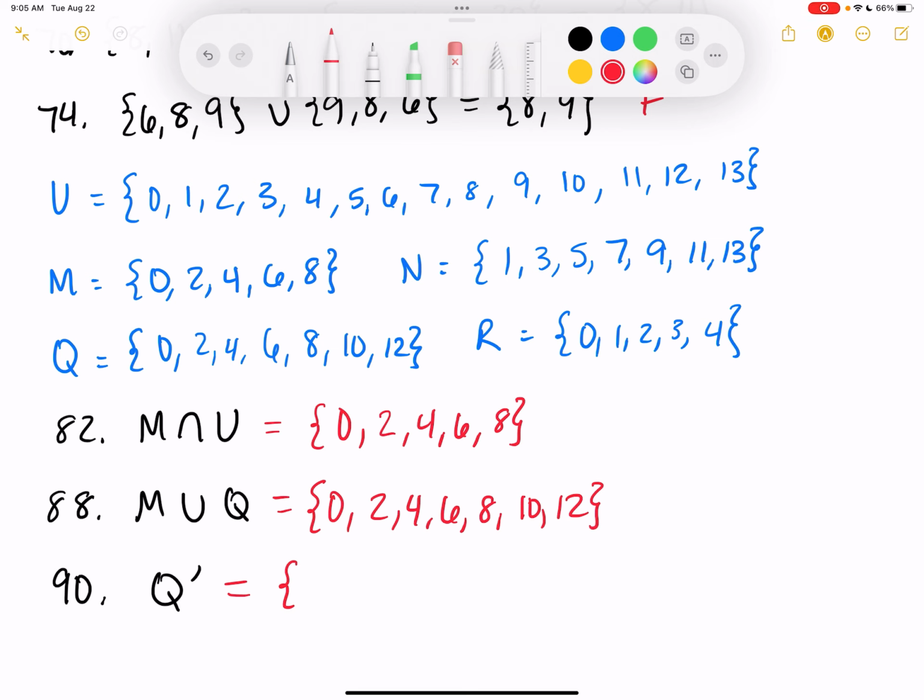One, three, five, 7, 11, 13. Oh, I was going to say, I think 9 is missing.